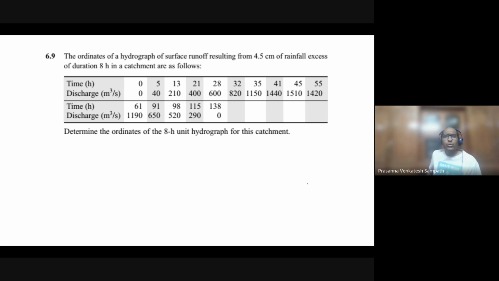Now, the way this runoff hydrograph is given is in a very unconventional way. I don't know if you notice it, right? It's given in unevenly spaced time intervals. First 5 hours, then next 8 hours, then next 8 hours, then 7 hours, then 4 hours, then 3 hours. So it's not arranged in a very methodical way.